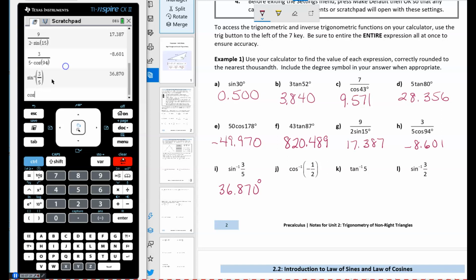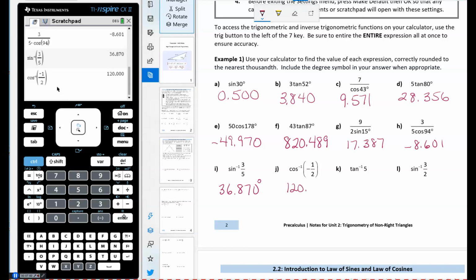All right, in J, we have a cosine inverse. Oops, I pressed cosine by mistake. Let me delete that using the delete key up there over top of the book and go back to trig menu. Cosine inverse was what I wanted. And then we have a fraction, so control divide, and we want negative 1 over 2. Make sure you're using the negative key and not the minus key. They're going to be different. So cosine inverse of negative 1/2 is 120.000 degrees. This is actually an exact value, and you could have found that one on your own.